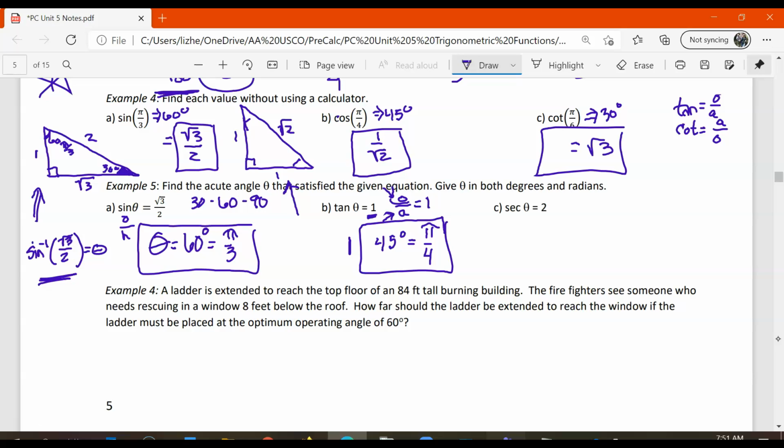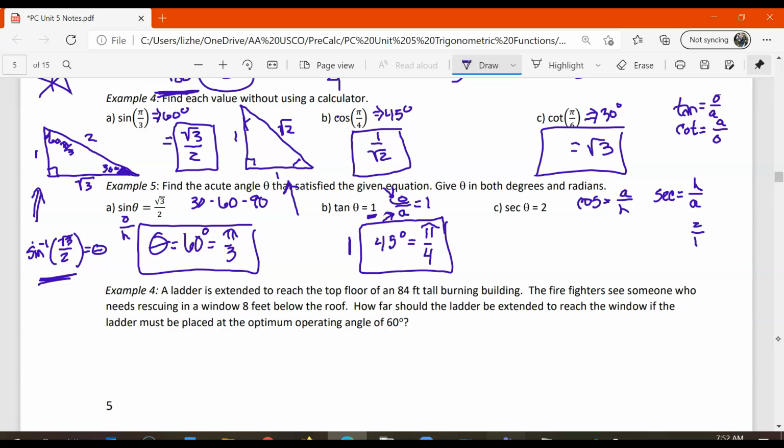Secant of theta is 2. The number 2 doesn't really show up in a 45-45, but it does show up in a 30-60. If I want secant, secant is 1 over cosine. And if cosine is adjacent over hypotenuse, then secant is hypotenuse over adjacent. So if I have 2, that means basically I would have 2 over 1.